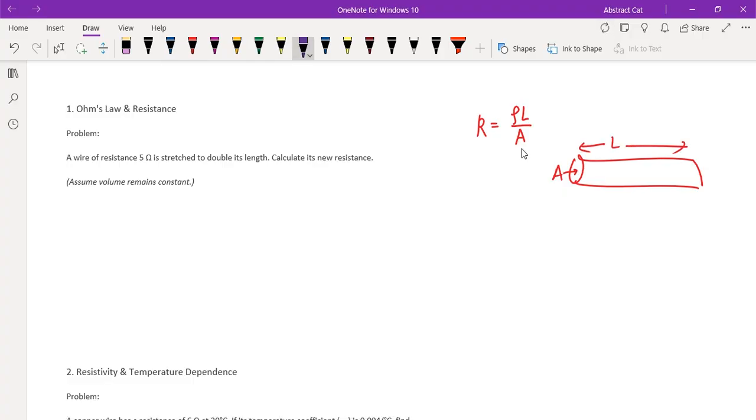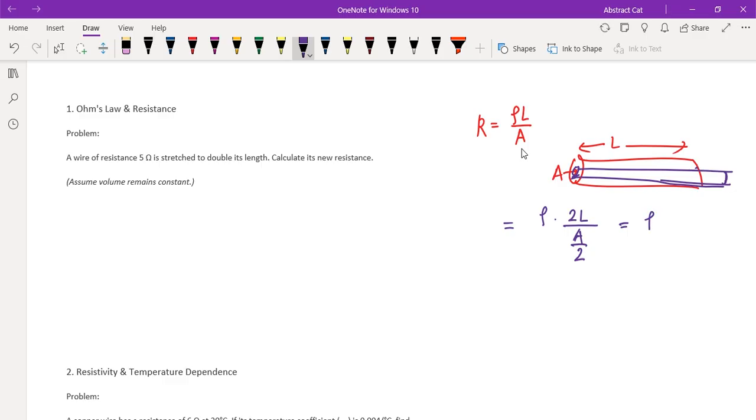So the length is double, which means rho times 2L. If the length is doubled by stretching, the area becomes half, because the volume stays the same. So the area is A by 2, and the material is the same, so rho does not change here.